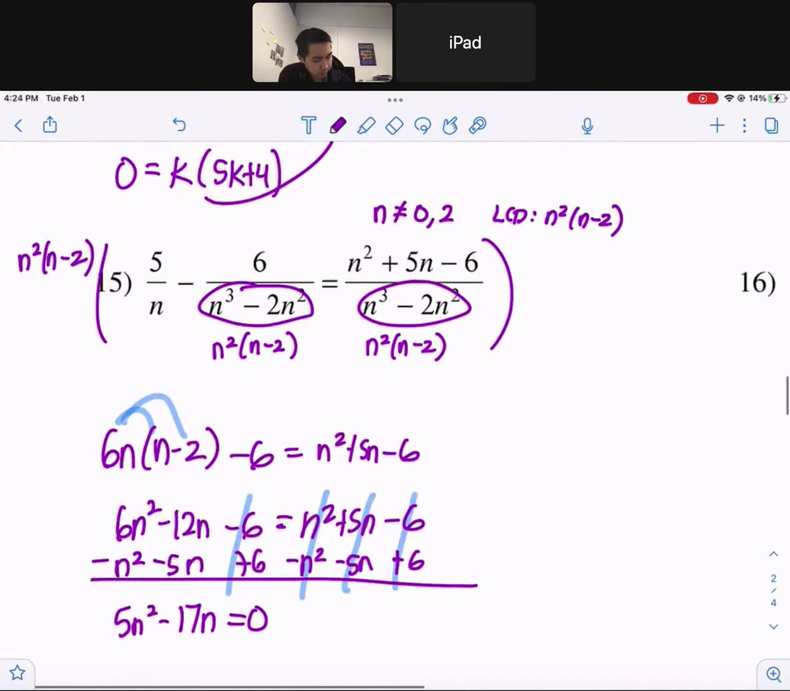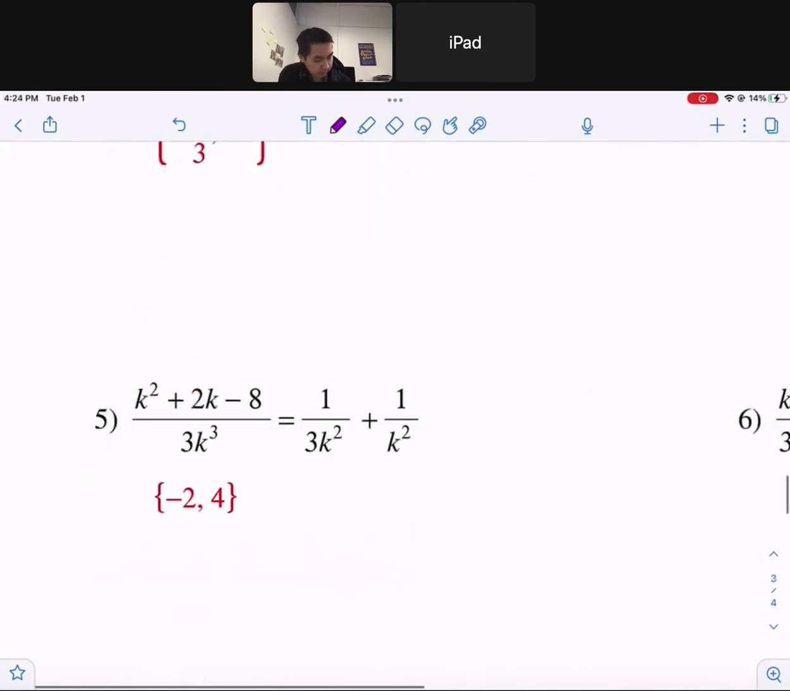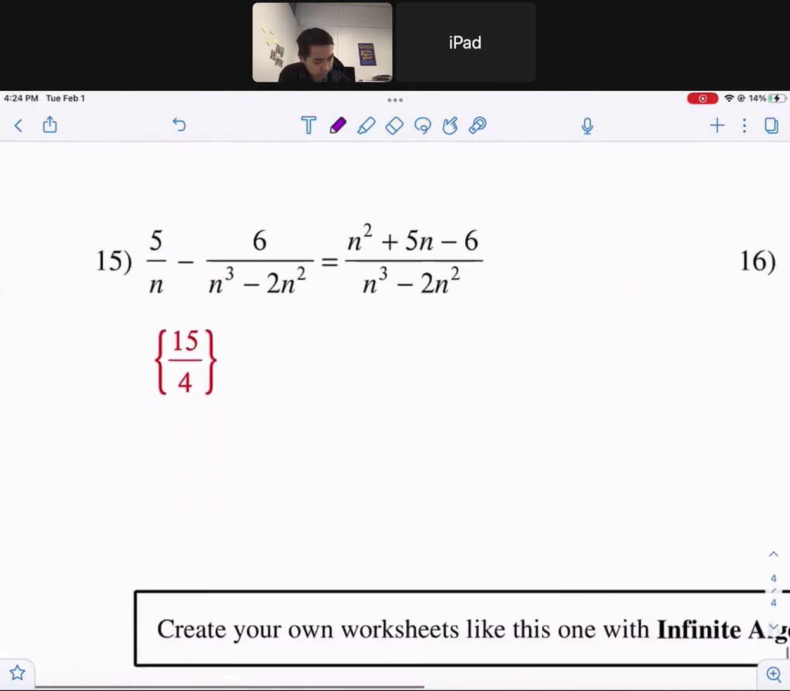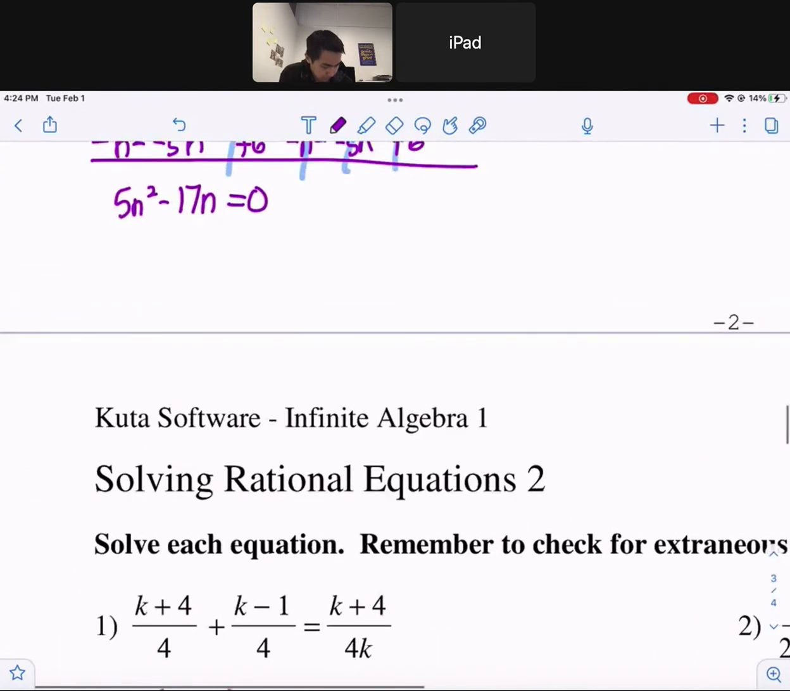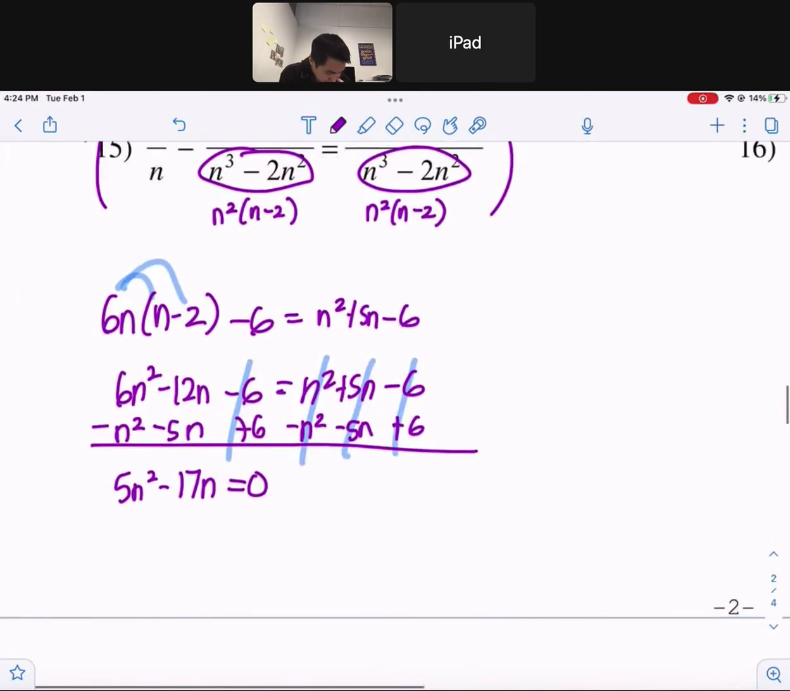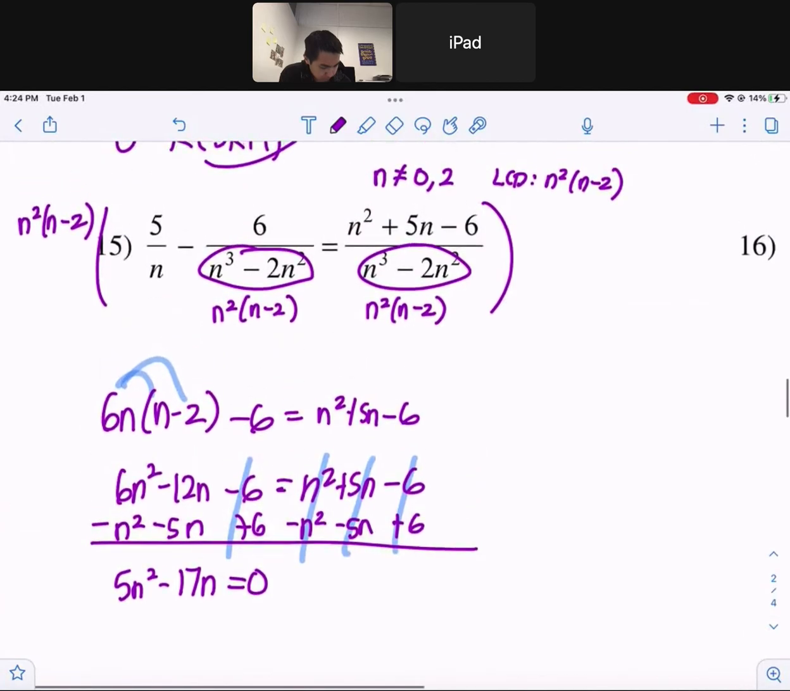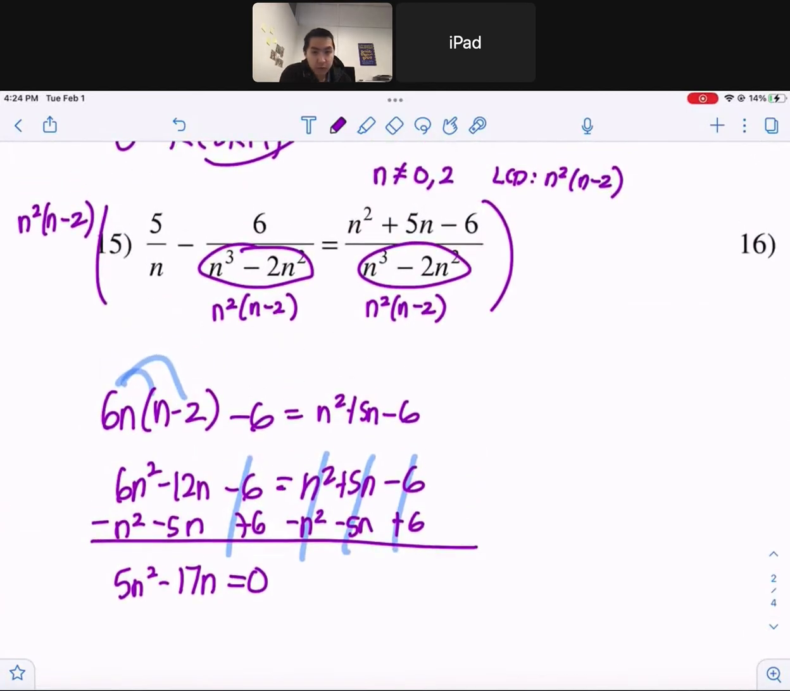I'm trying to process, is this fine? I want to look just to make sure. I got 17. Why did I get that? What am I missing? n squared. Yeah.